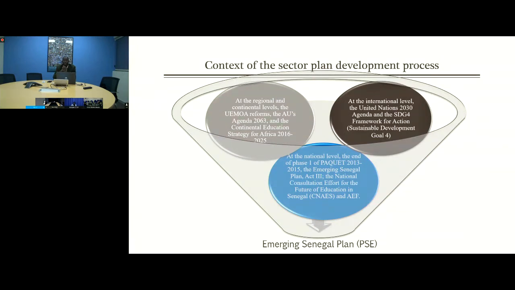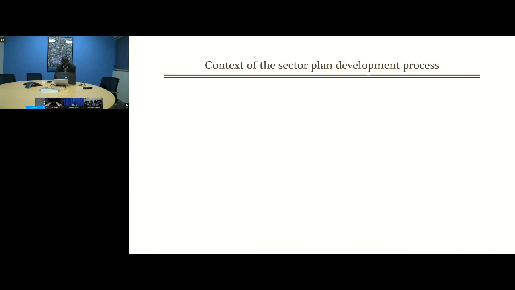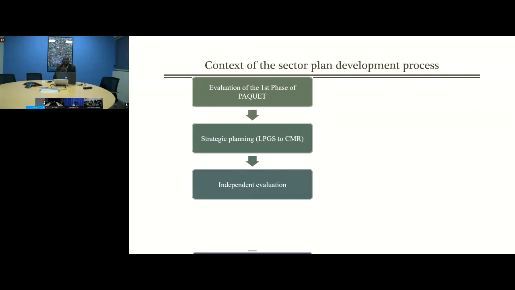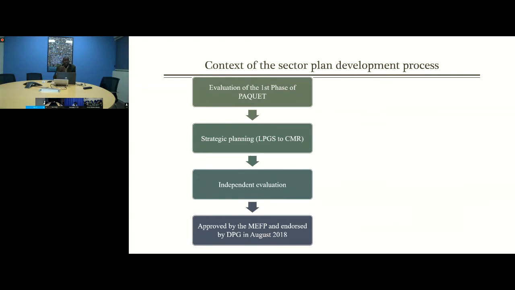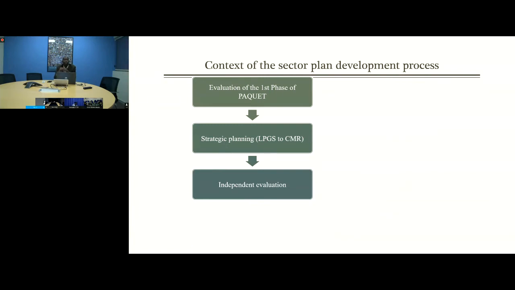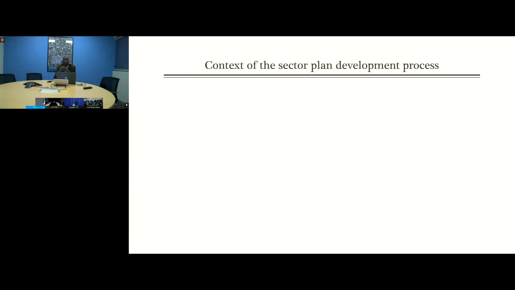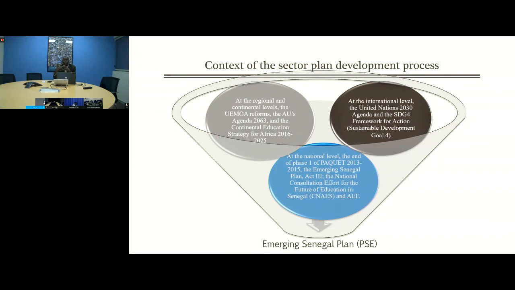Senegal developed its new sectoral plan. Here it is, with three levels. At the international level, we have some initiatives such as the Sustainable Development Goals, which have been in place since 2015. At the regional level, there is the Agenda 2063. And at the national level, we have some initiatives, in particular the consultation effort for the future of education in Senegal. So what we've done is that we evaluated the first phase of PAQUET, and based on this evaluation and on the new international references, the SDGs, SDG 4 and the Agenda 2063, all of this was used to do what we call the sector plan for Senegal.